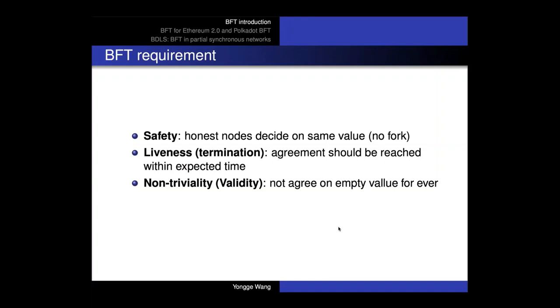The third property is non-triviality. Otherwise, you can always produce the empty block, without content. That's trivial, but we want a blockchain that has consensus. That means the next block will be produced at some time, and that block is not empty, and also no fork shows up. Those are the requirements for us to design a BFT protocol or consensus for blockchains. Of course, we assume that these three things will hold if the network becomes good, even though the network may be bad at some points.